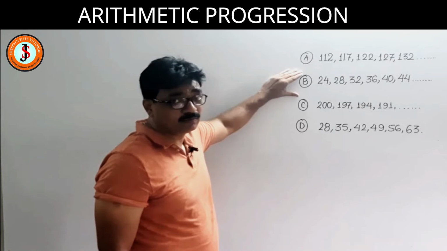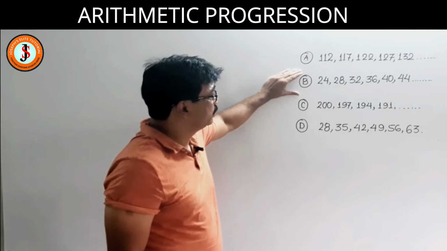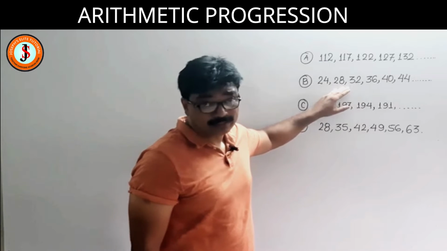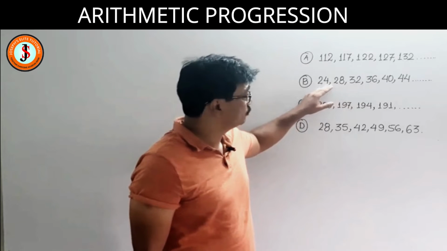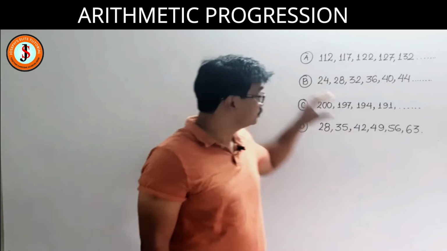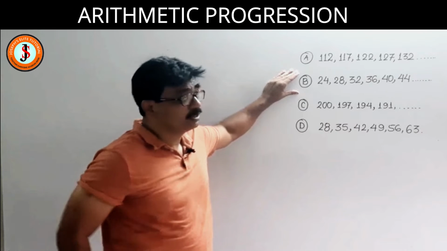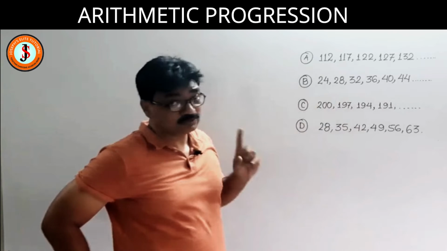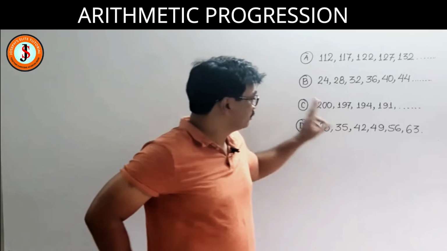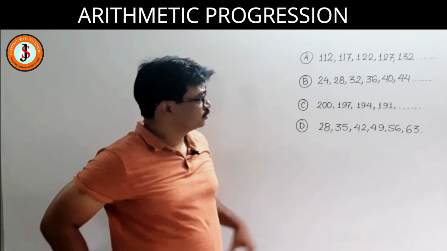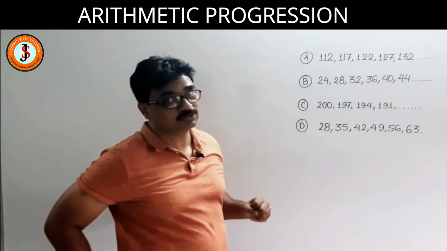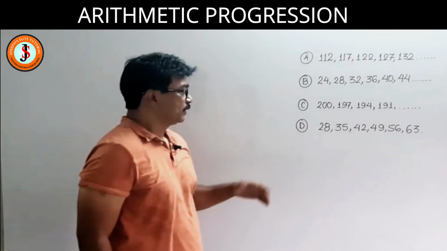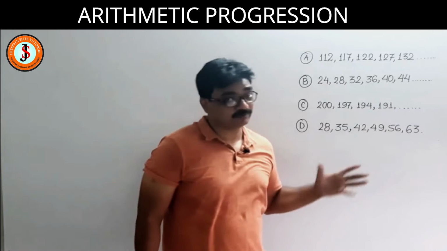If I look at the other one, then 36 minus 32 is 4, 32 minus 28 is 4, 28 minus 24 is 4. So there is again a common difference. So this is also an arithmetic progression. Here see, 194 minus 197 is minus 3, 197 minus 200 is minus 3. So there is a common difference here also, but it is negative. So remember, common difference can be negative or positive, both. Here there will be the common difference as 7.